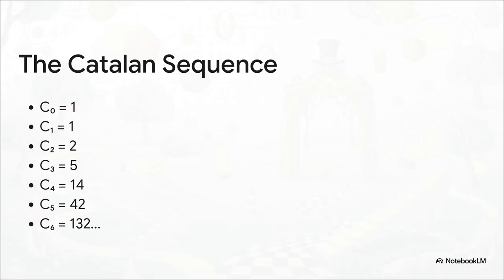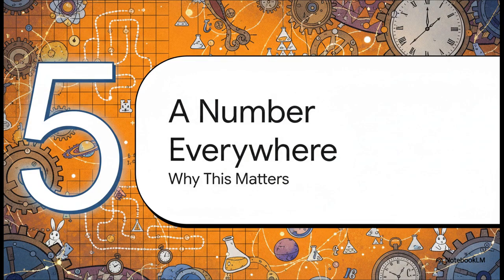And this number, 42, isn't just some random one-off answer. It's actually the 5th entry in this amazing sequence, the Catalan numbers. For a 1x1 grid, it's 1. For a 2x2, it's 2. For 3x3, it's 5. Then comes 14, then our answer 42, then 132, and it just keeps going, following this beautiful, predictable pattern.